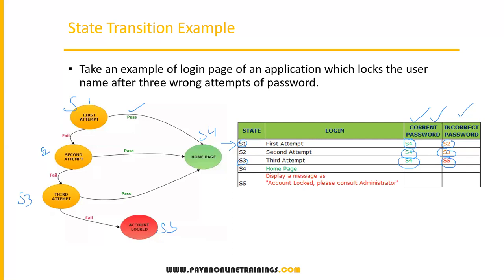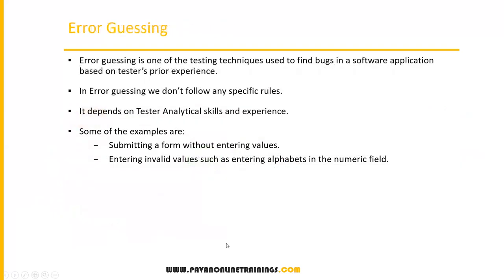error guessing. Okay, this is a very simple, small technique, and we don't have any conditions or actions, nothing. It is just guessing the error. So normally if I give some application, and something is not working, how will we know whether it is working properly or not?